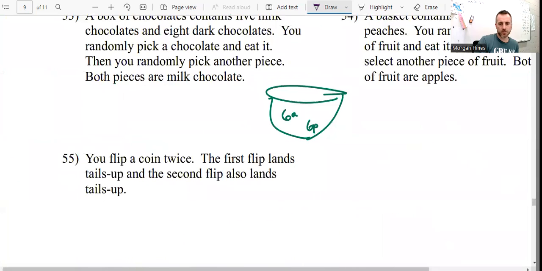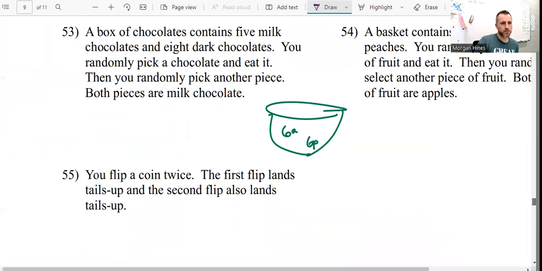First, we're going to talk about boxes of chocolates. Life is like a box of chocolates. It has 5 milk chocolates and 8 dark chocolates. That means I'm going to eat 5 out of 13 of these pieces and put the other ones in the trash. You, however, randomly pick a chocolate and eat it, and then you randomly pick another piece. What's the probability that both pieces you pick are milk chocolate?